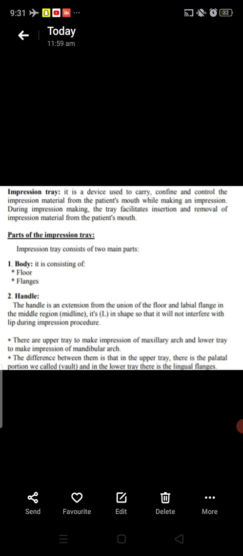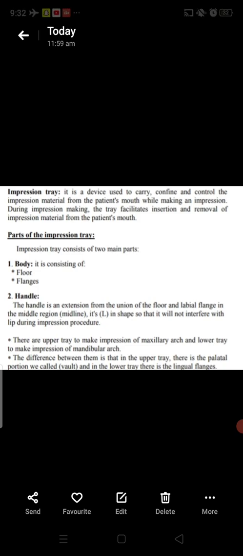What is an impression tray? It is a device used to carry, confine and control the impression material from the patient's mouth while making an impression. During impression making, the tray facilitates insertion and removal of the impression material from the patient's mouth.